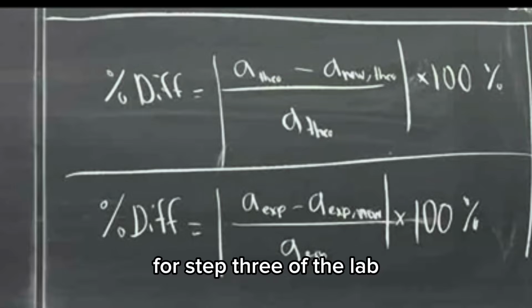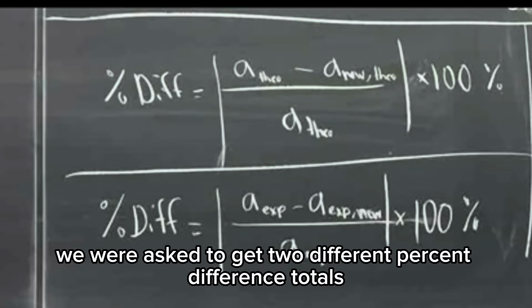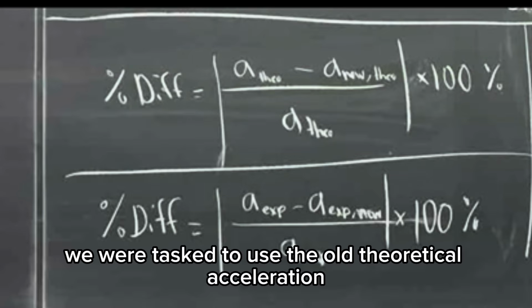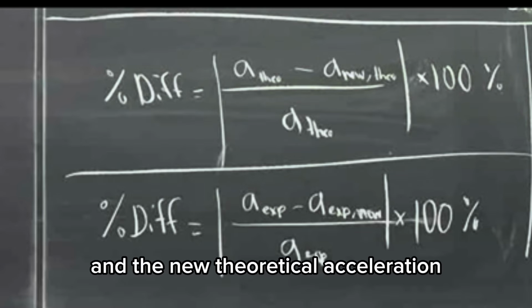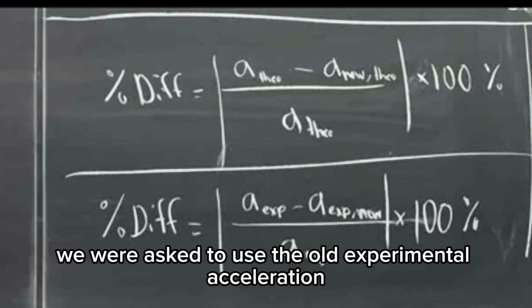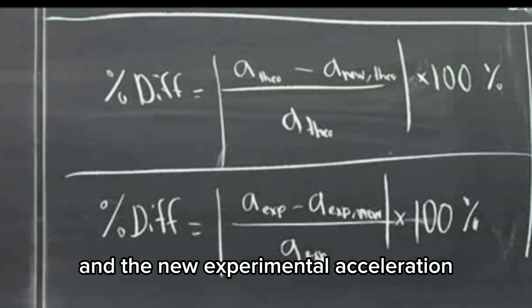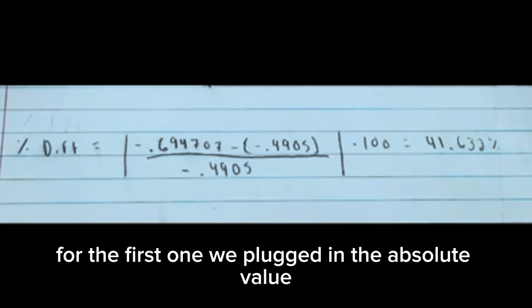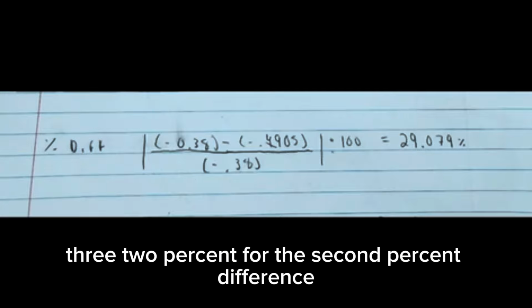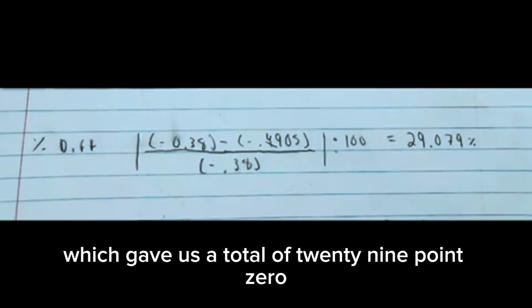For step 3 of the lab, we were asked to get 2 different percent difference totals. For the first one, we were tasked to use the old theoretical acceleration and the new theoretical acceleration. And then for the second one, we were asked to use the old experimental acceleration and the new experimental acceleration. For the first one, we plugged in the absolute value, which gave us a percent difference of 41.632%.